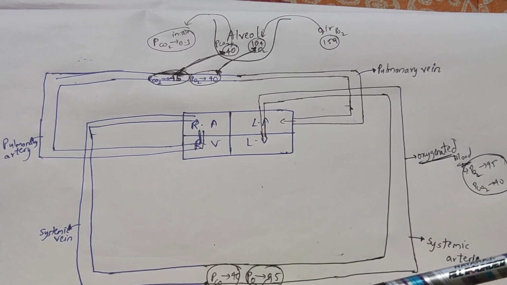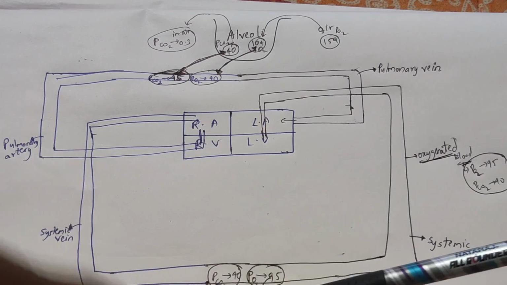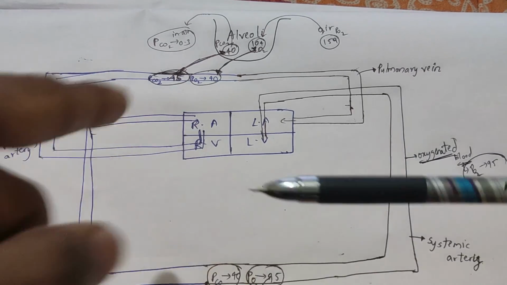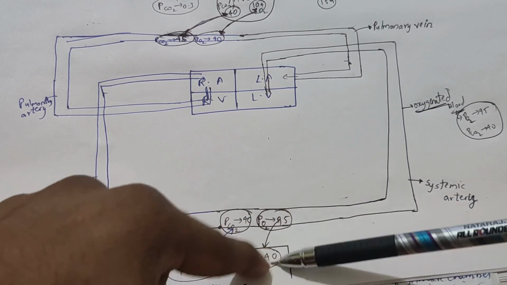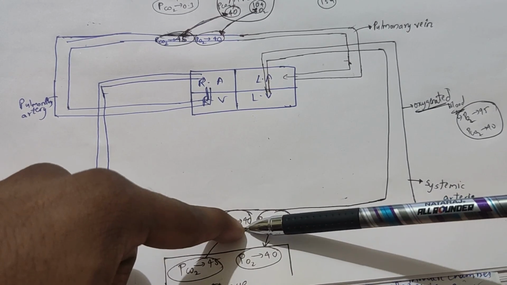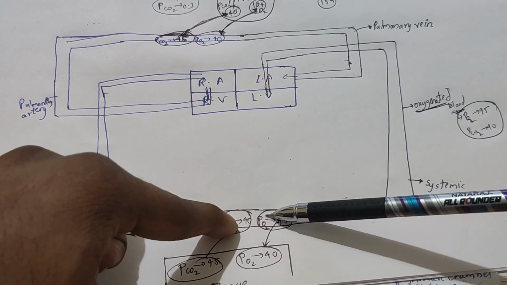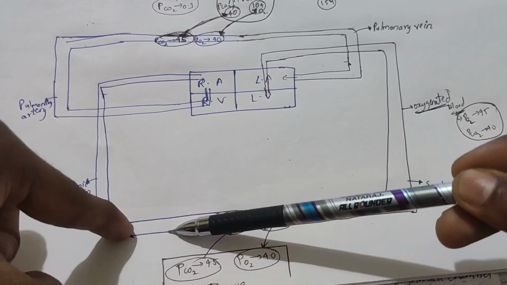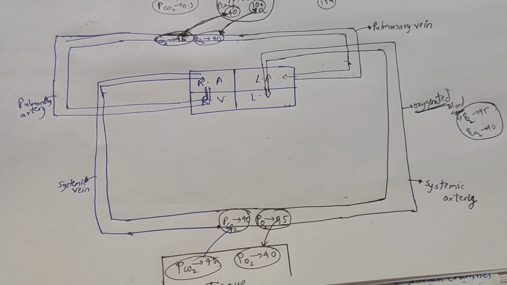In tissues, as you know, catabolic activities are occurring. So the CO2 will be very high, that is 45, and the O2 will be 40. Again the same thing: O2 diffuses from 95 to 40, and CO2 from 45 to 40, from higher pressure to lower pressure. So again this oxygenated blood becomes deoxygenated blood, and like this the cycle goes on. This is what the exchange of gases concept is. I think it would be clear for you.